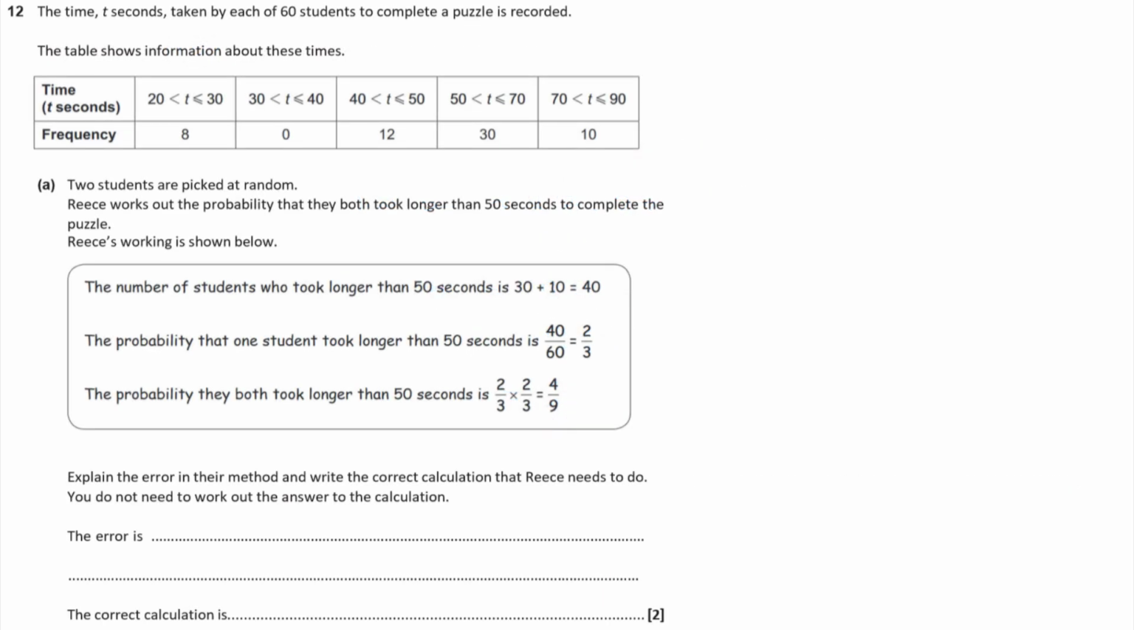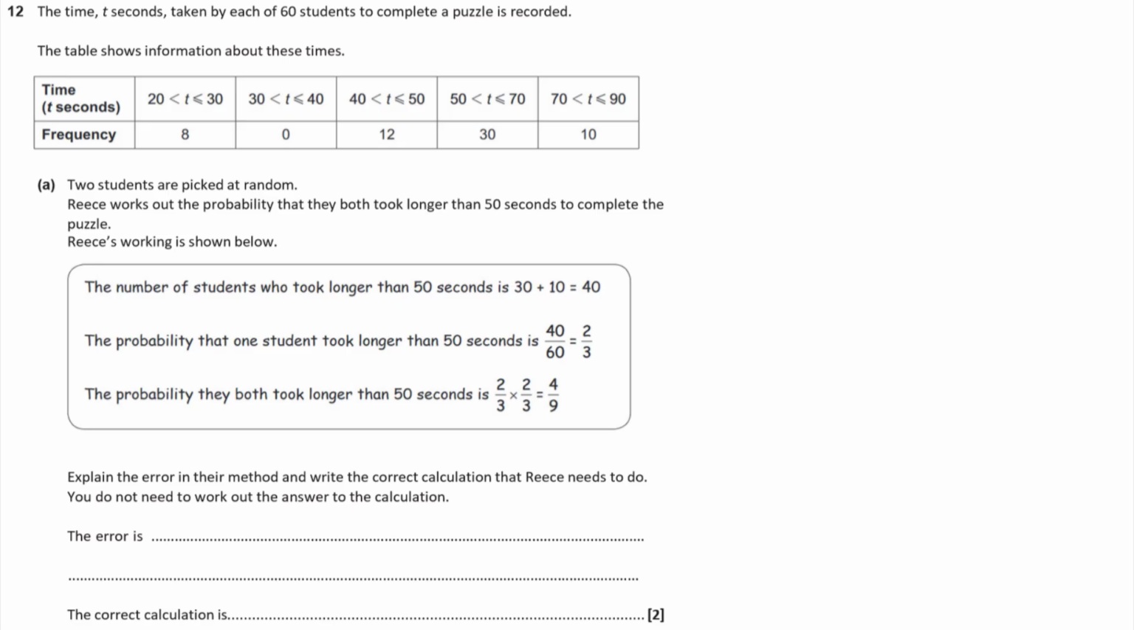Question 12. The time t seconds taken for each of 60 students to complete a puzzle is recorded. The table shows information about these times. Okay, so we've got times from 20 to 30, 30 to 40, 40 to 50, 50 to 70, 70 to 90, and their frequencies. Part A says 2 students are picked at random. Reese worked out the probability that they both took longer than 50 seconds to complete the puzzle.